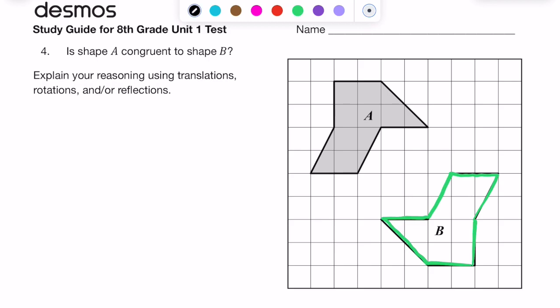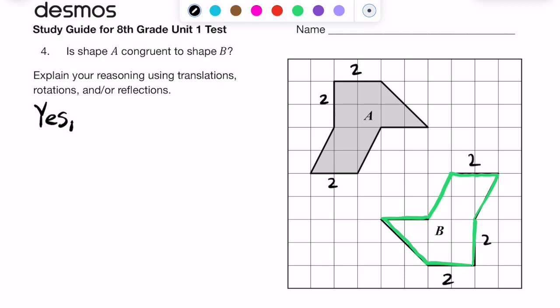We can check that, right? Like this is 2, this is 2, this is 2, 2, 2, 2, right? So all those side lengths are the same. Okay, so what did I do? If it's asking, is it congruent? I'm going to say, yes, it is.